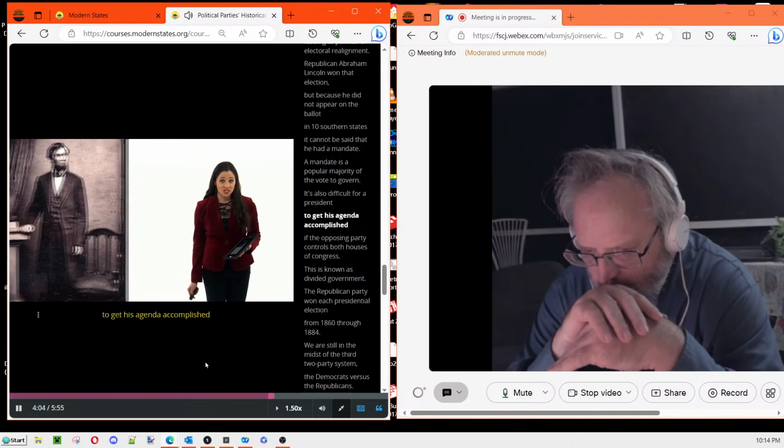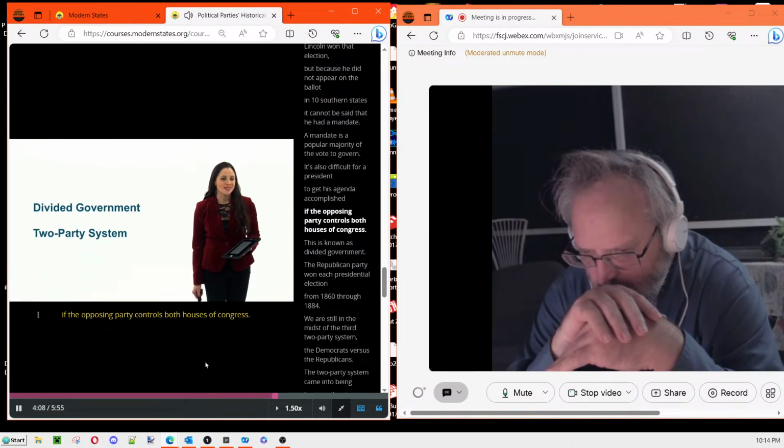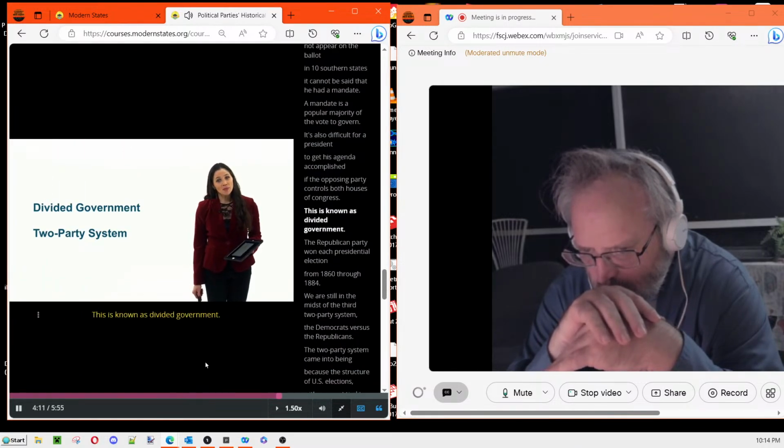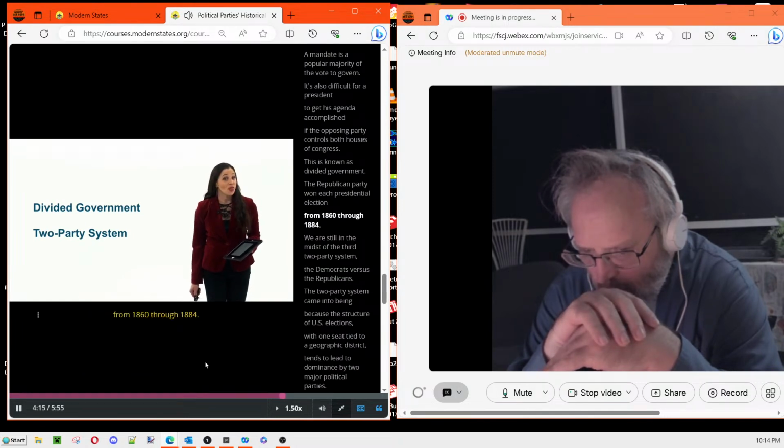It's also difficult for a president to get his agenda accomplished if the opposing party controls both houses of Congress. This is known as divided government. The Republican Party won each presidential election from 1860 through 1884.